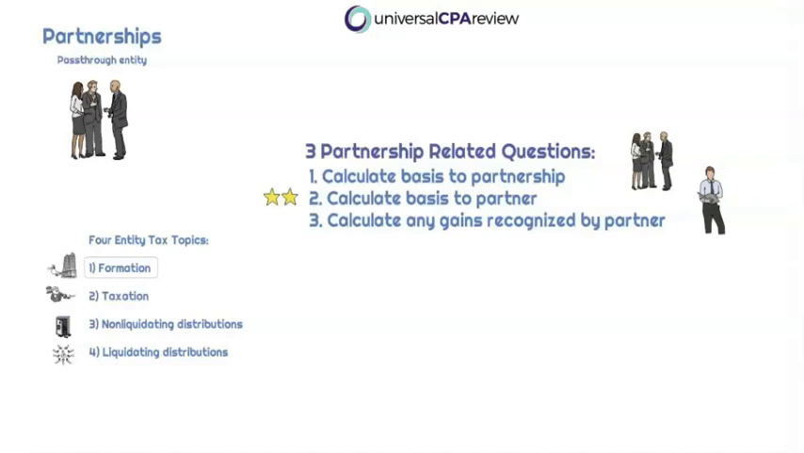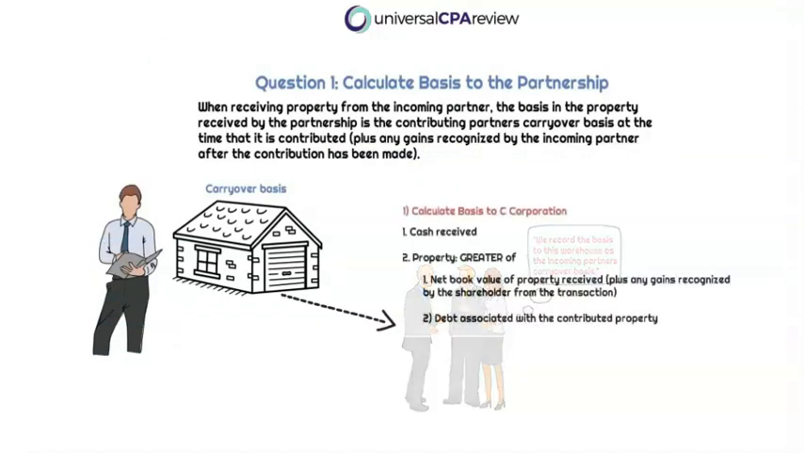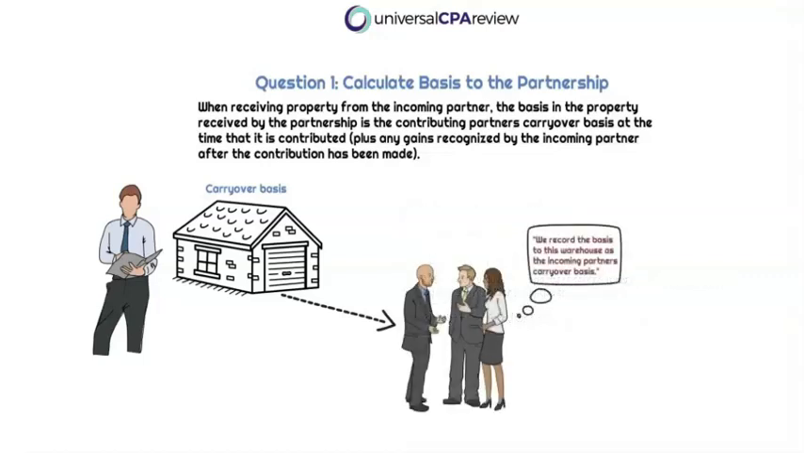Okay, so for simplicity and for consistency, we're going to attack these one by one, just like we did when we talked about the formation of a corporation. Okay, so for partnerships, the basis and the contributions received is going to consist of cash received and the property received. So we remember for corporations, this is going to be recognized as the greater of the net book value of property received or the total debt assumed by the corporation. Right? That could be the mortgage associated with that property or whatever the debt is. When we're thinking about partnerships, the basis calculation is going to be the contributor's basis or the carryover basis plus any gain recognized by the incoming partner.